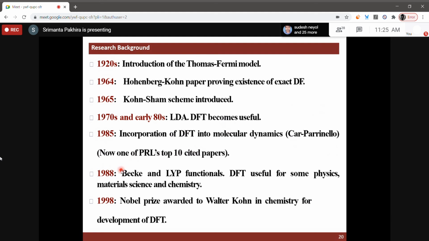Then in 1988, Becke, one of the great scientists, along with Lee, Yang and Parr, proposed a functional which is now very famous, called B3LYP density functional theory. Becke, Lee, Yang, Parr. Today when I was teaching, the Coulomb integral or exchange parameter was developed by Becke in density functional theory, and Lee, Yang and Parr.